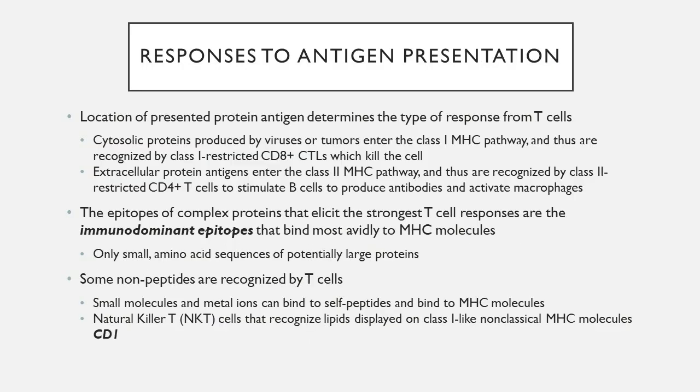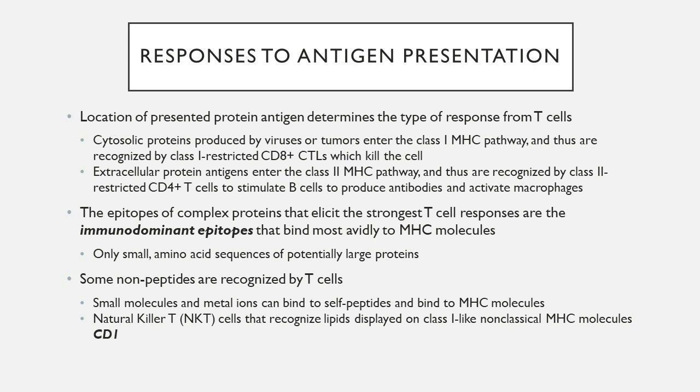Now, some important takeaways from this chapter is that the location of a presented protein antigen determines the type of response from the T cells that it's achieved. So a cytosolic protein that's produced by viruses or tumors enters the class 1 MHC pathway and thus gets recognized by class 1 restricted CD8 plus cells that's necessary to kill that infected or cancerous cell. However, extracellular microbes or bacteria can't be killed directly by CD8 plus cells. And for that reason, extracellular protein antigens enter the class 2 MHC pathway and thus are recognized by class 2 restricted CD4 plus T cells.